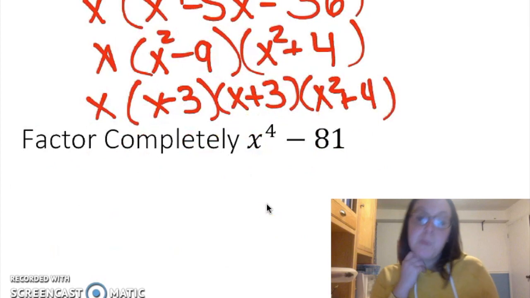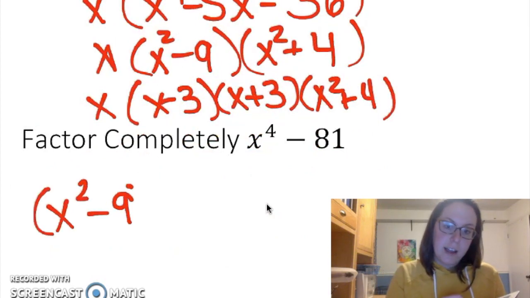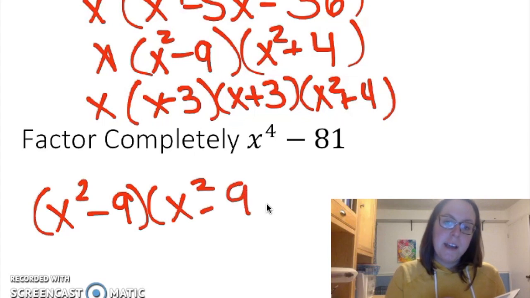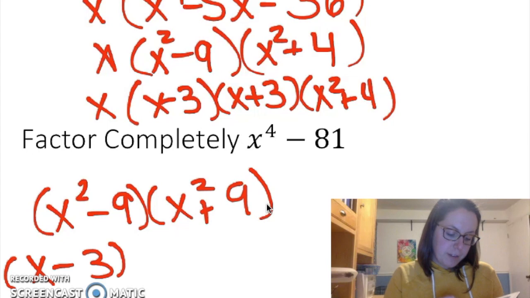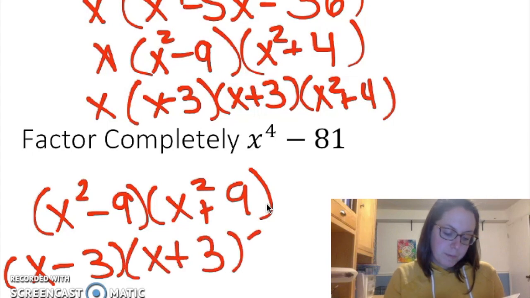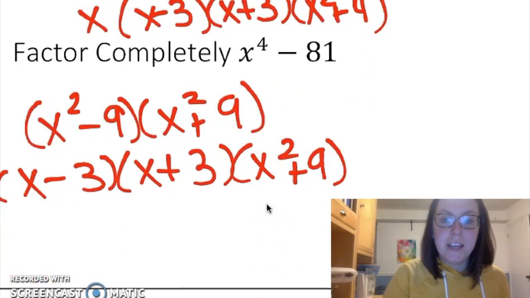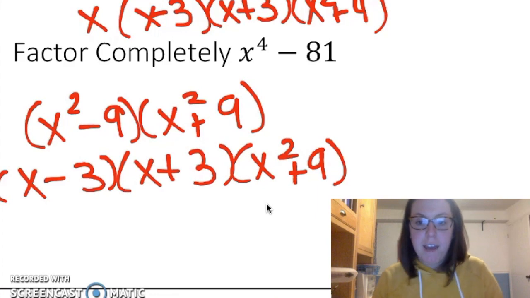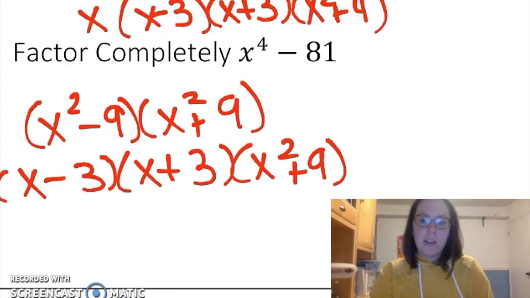And then the last one, this was pretty similar, x to the fourth minus 81. So this was x squared minus 9, x squared plus 9. You can't factor the sum anymore, but the difference, you can. And that is how you factor completely. So make sure you're always checking, is there any further that I can go? If you still have questions, send them to me, and otherwise, good luck studying.